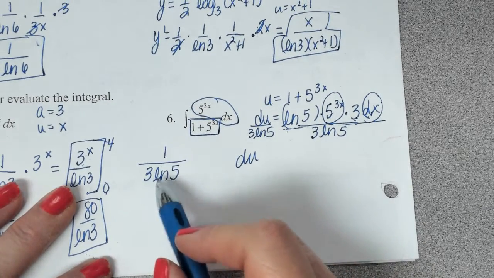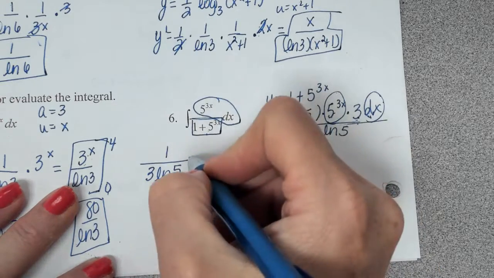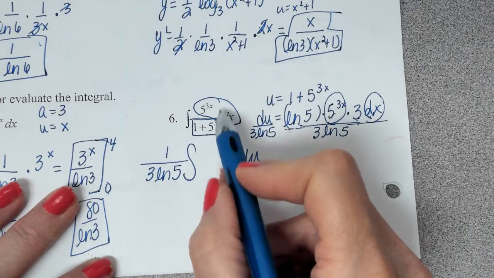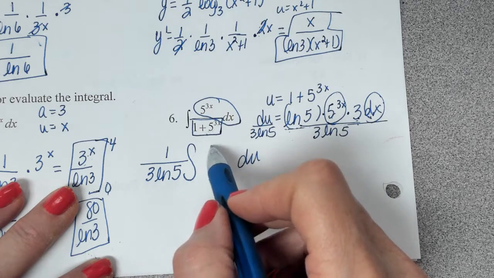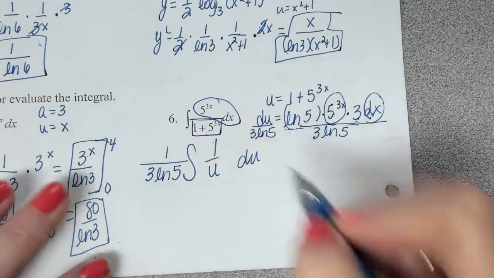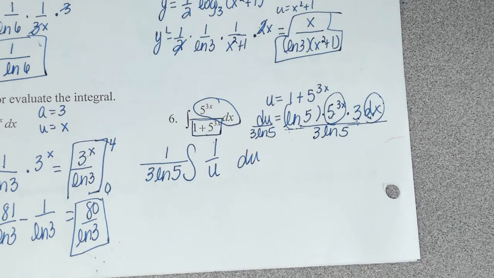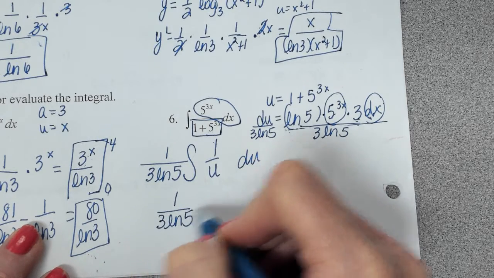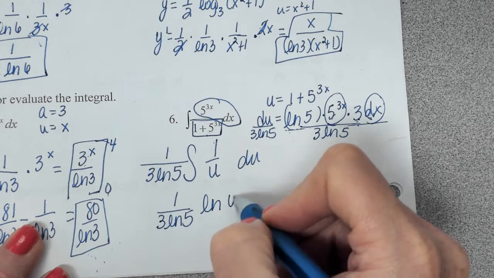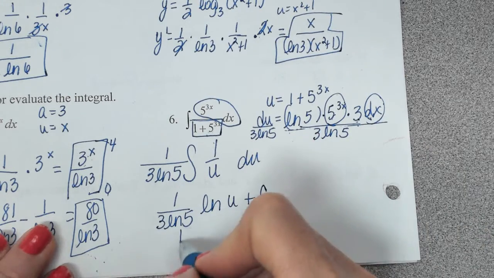So we're going to have 1 over 3 natural log of 5 integral of, what does our problem now become, guys? Just 1 over u. Look at your green sheet if you don't remember the integral of 1 over u. Does anybody remember the integral of 1 over u? Natural log of u, right. So then we're going to have 1 over 3 natural log of 5, natural log of u plus c, but we need to plug in that.